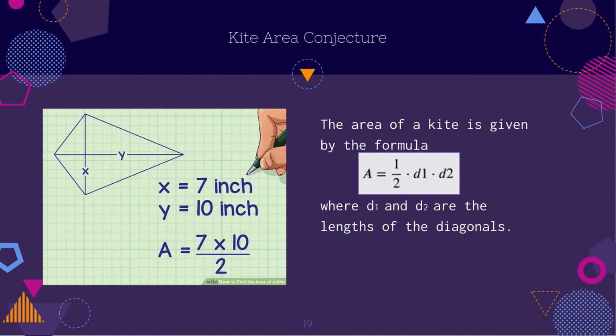So when it comes to finding the area of a kite, we don't use the base or height at all. What we use instead are the diagonals of the kite. So the diagonals being these lines that connect the opposite vertices. You'll see they're represented with x and y in this situation. And the formula for the area of a kite is 1/2 times the length of diagonal 1 times the length of diagonal 2. 1/2 d1 times d2. So this is the formula you should write down, labeled kite area formula.